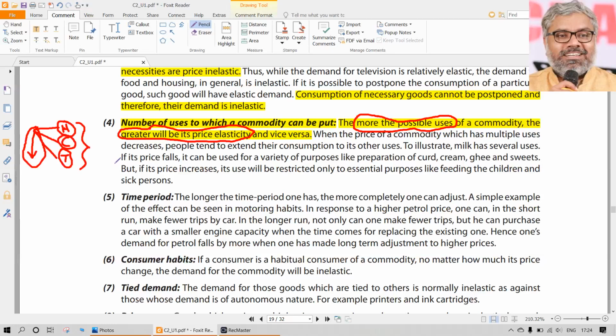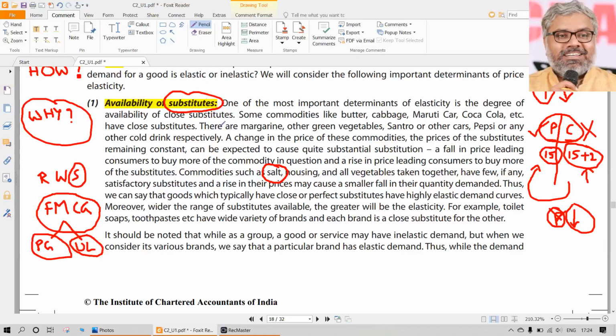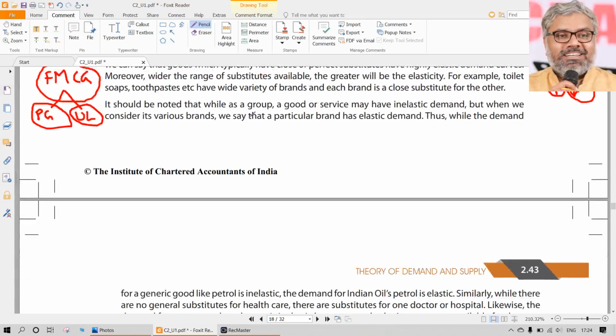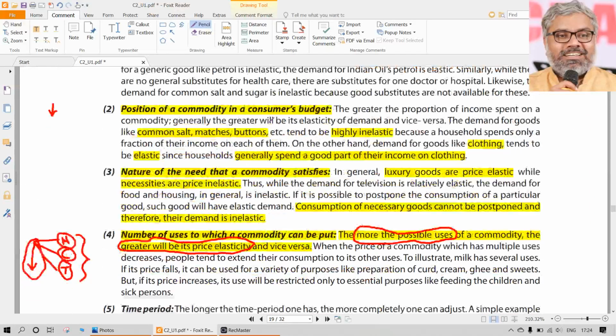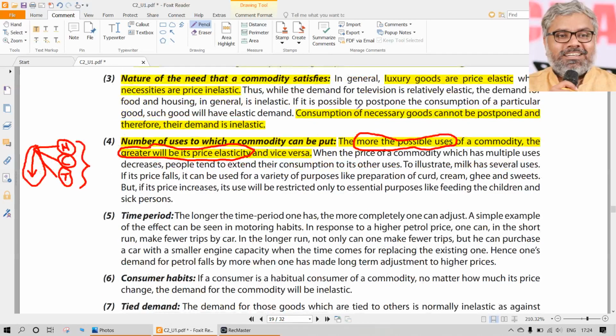So once again, the price elasticity of salt will be very low. Salt is a classic example here. All of the purposes almost match. It has no close substitute, because of that price elasticity will be very low. Second, the position of salt in a consumer's budget is very low, so that is why it is also highly inelastic. Of course, the nature of the need that the commodity satisfies is also a necessity. Salt is a necessity.